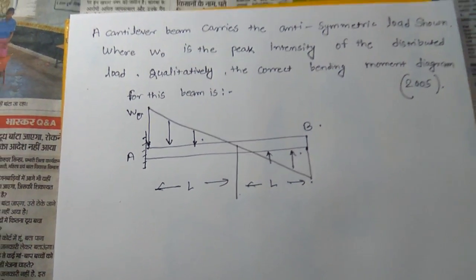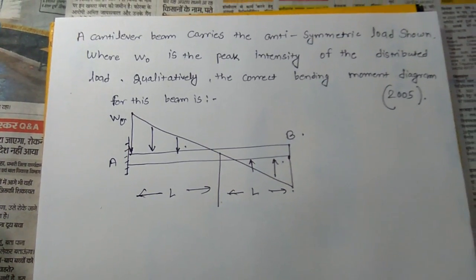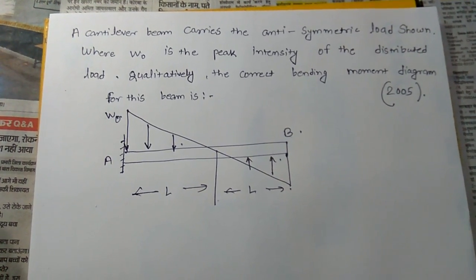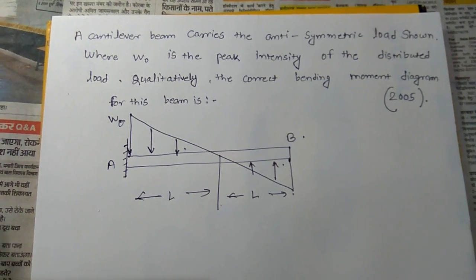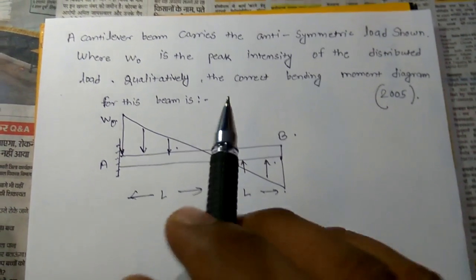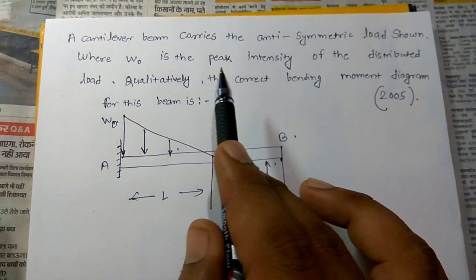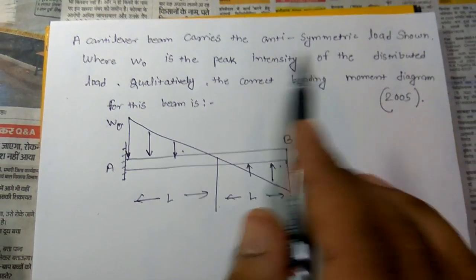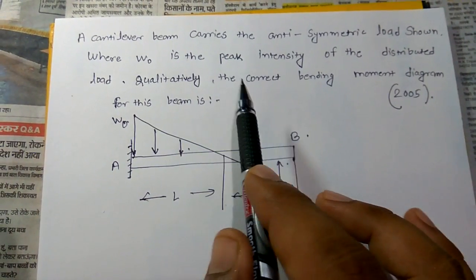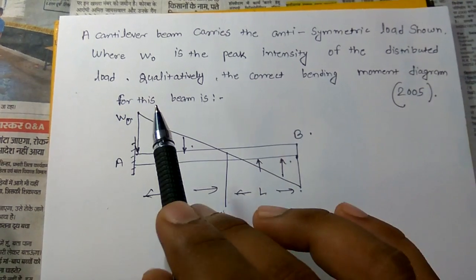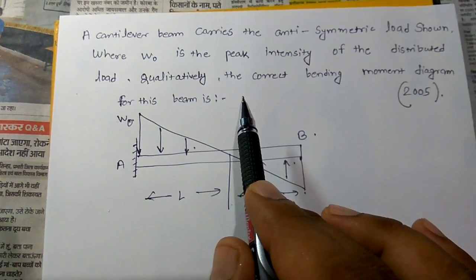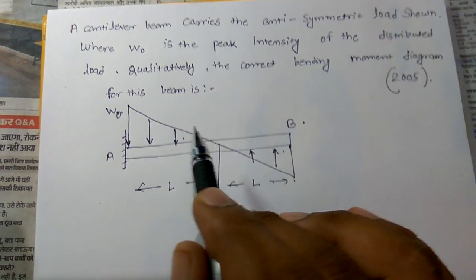Now I am discussing the question asked in GATE 2005. A cantilever beam carries the antisymmetric load shown, where W0 is the peak intensity of the distributed load. Qualitatively, the correct bending moment diagram for this beam is.